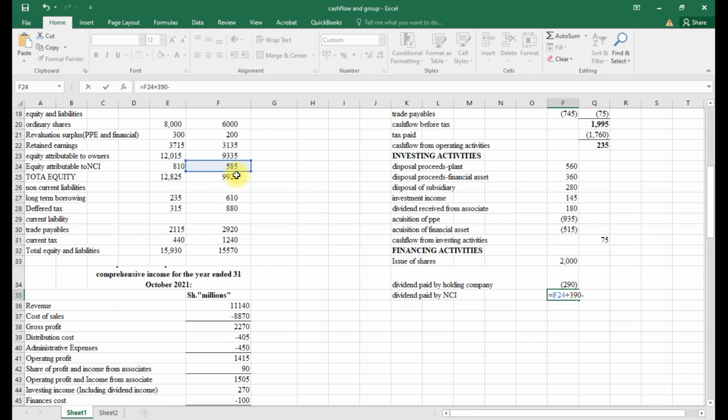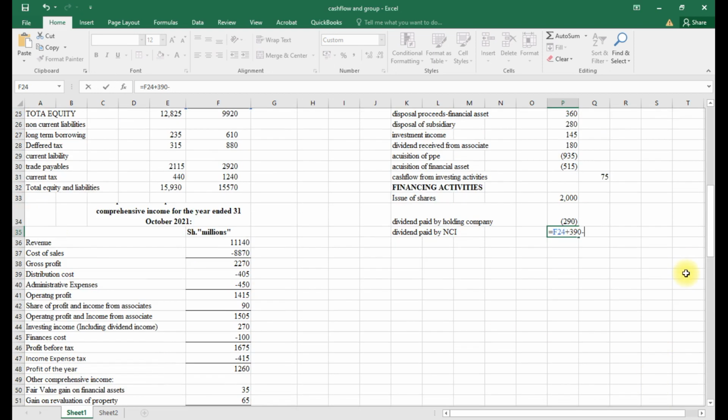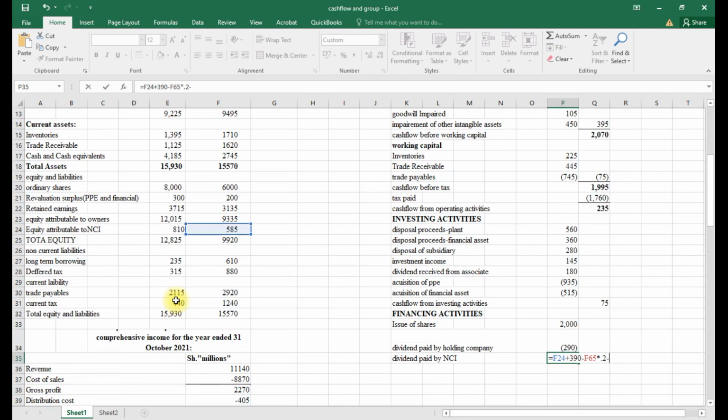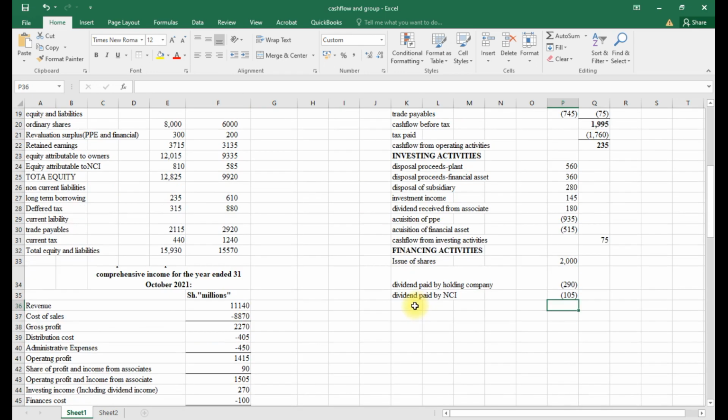They disposed, in note 1, they disposed these net assets by 20%, and I minus the value at the end. The value at the end was 810. I'll get that value. So again I will put the bracket minus, and I put the bracket at the end. So they had negative 105 as a dividend that they paid.